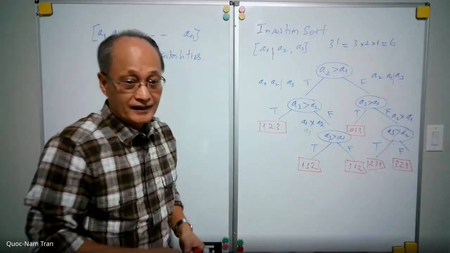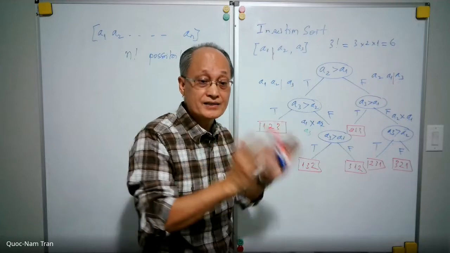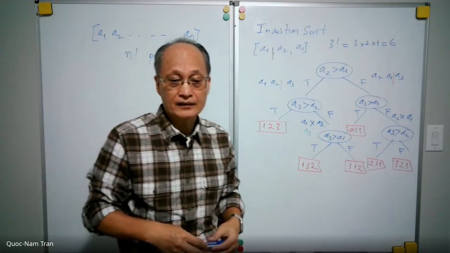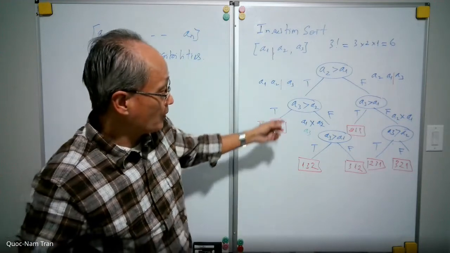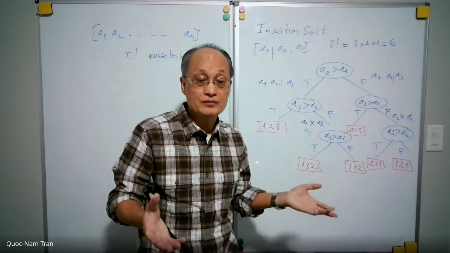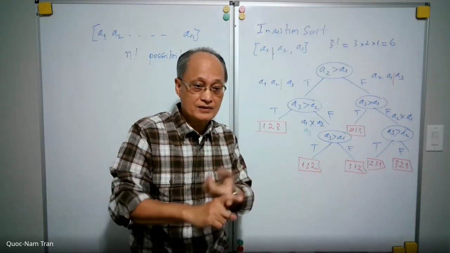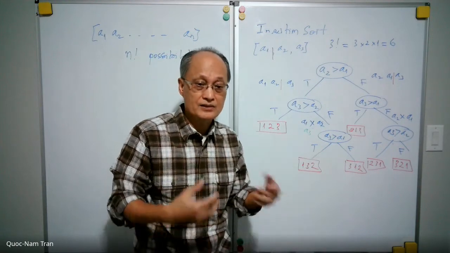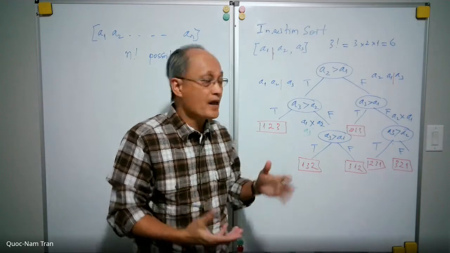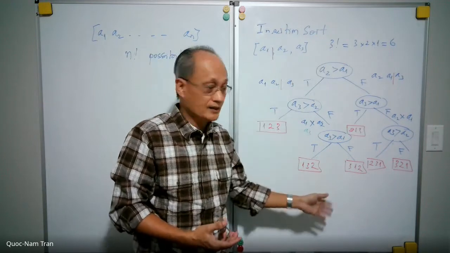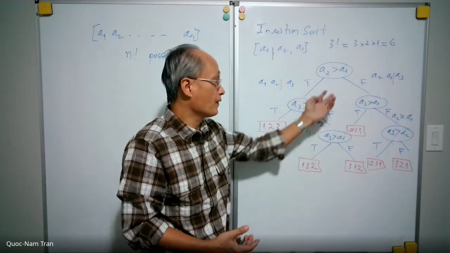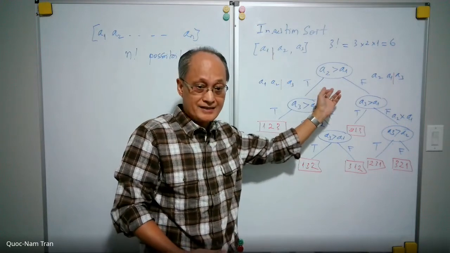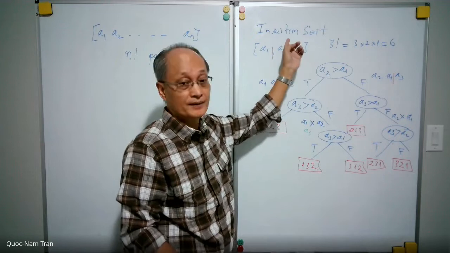All right. So this one is what we call a decision tree for insertion sort. Any sorting algorithm that is based on comparison, like the algorithms you have learned so far, bubble sort, quick sort, merge sort, heap sort, insertion sort, selection sort, they all have a decision tree that we build based upon the results of comparison, right? And this one is called the decision tree for insertion sort.